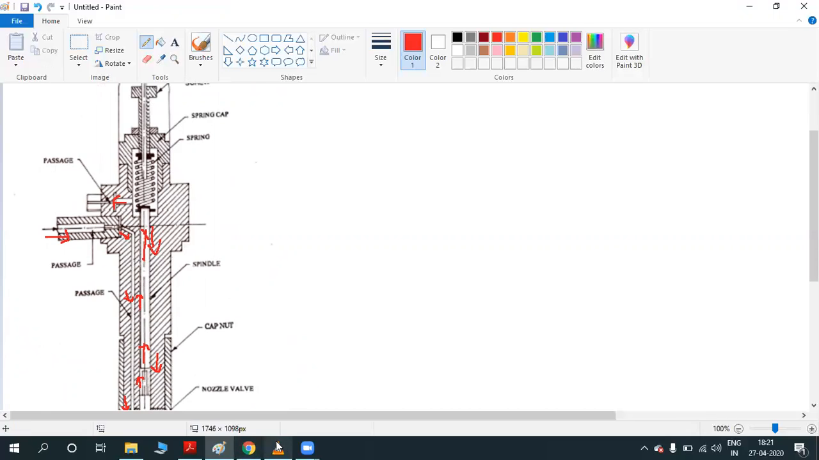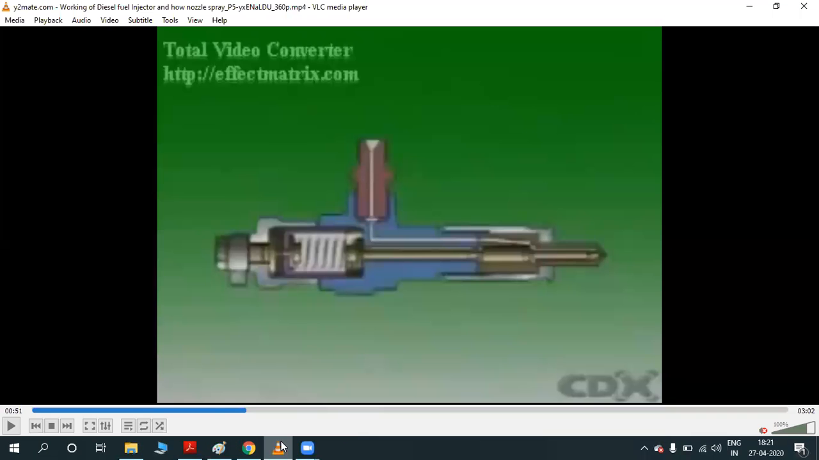I have a small video I can show you. See, again, this is your fuel injector or the atomizer. This is the passage. This one is your spring. This is the spindle, and this is your nozzle. I'll show you.